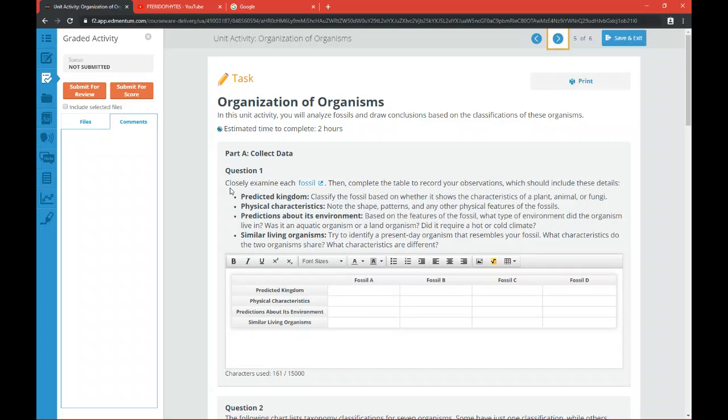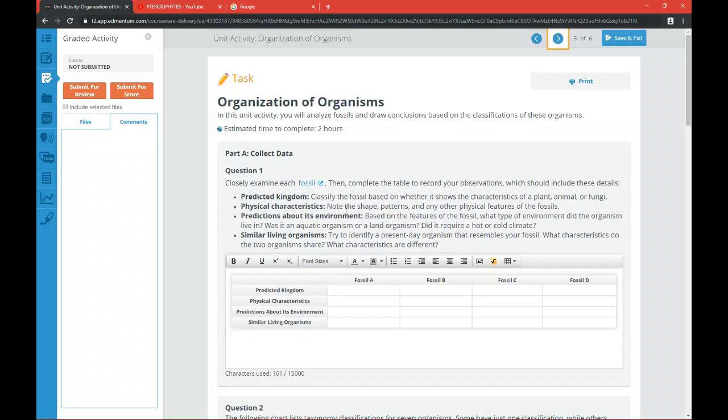So right here, question 1. Closely examine the fossils, then complete the tables below with your observations. You should include these details. Predict the kingdom: classify fossils based on whether they show characteristics of plants, animals, or fungus. So all you're going to do where you see prediction of kingdom for fossils A, B, and C is predict whether it's a plant, animal, or fungus.